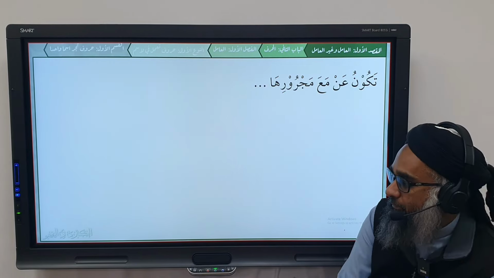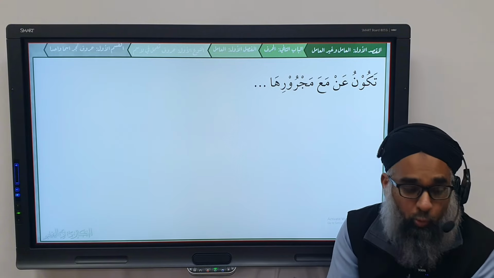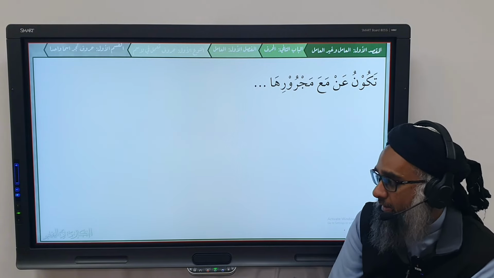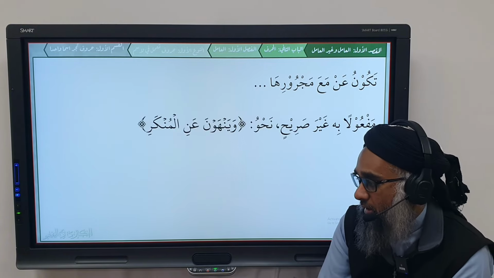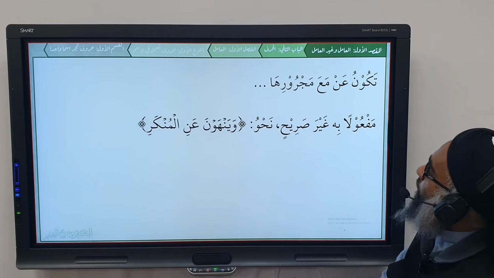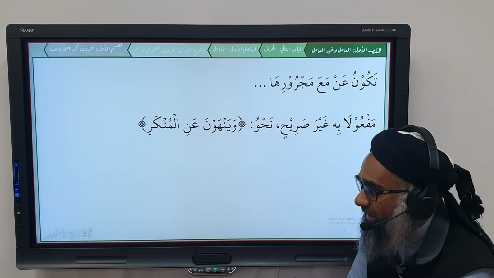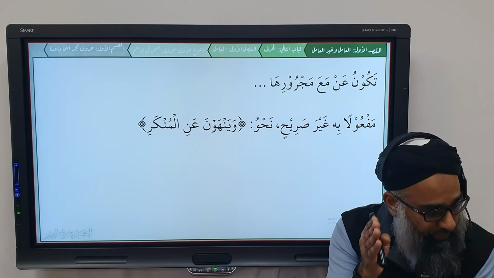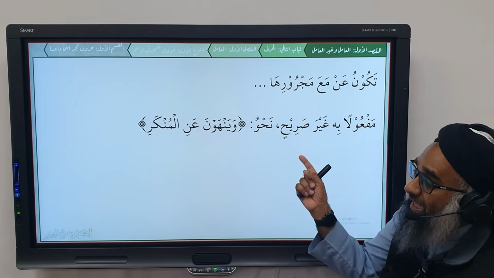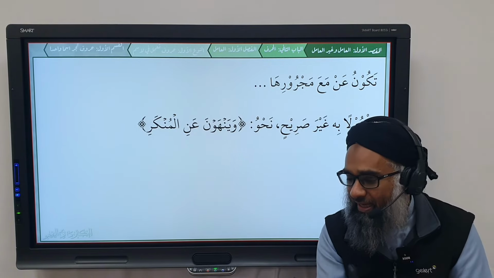Now that you've understood this, I have a few examples. So takunu an ma'a majruriha. The an and the majrur can become what? Maf'ul bihi ghaysari. So yanhawna anil munkar, meaning they stop, they prohibit evil. But why is it an? Ibti'ad, to remove. So they stop.